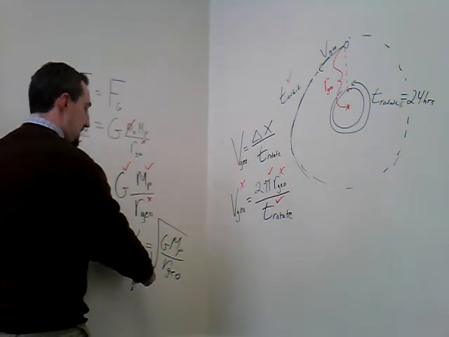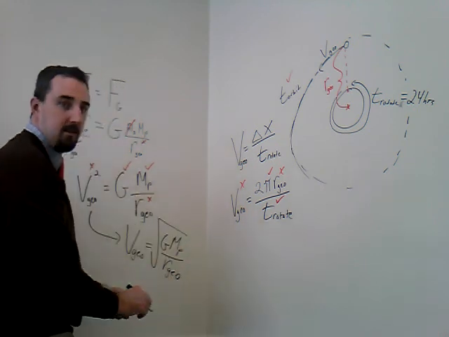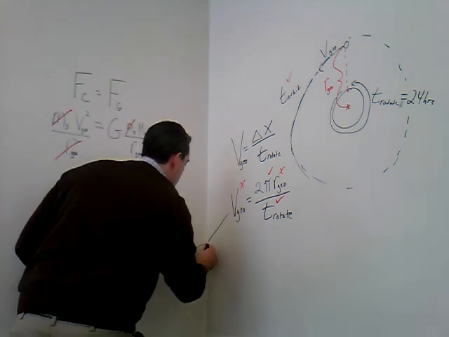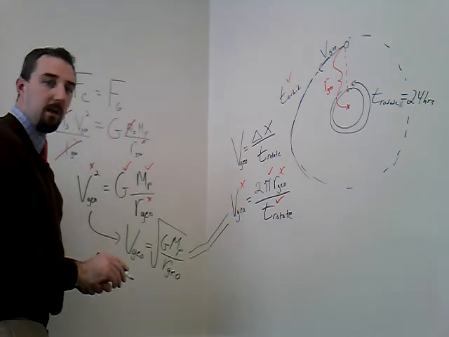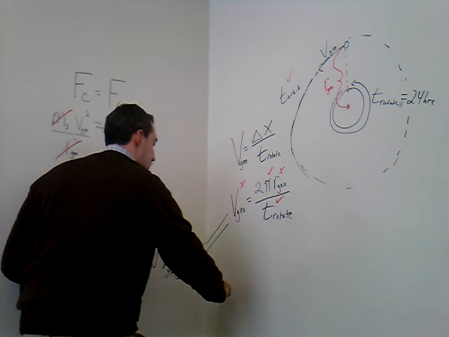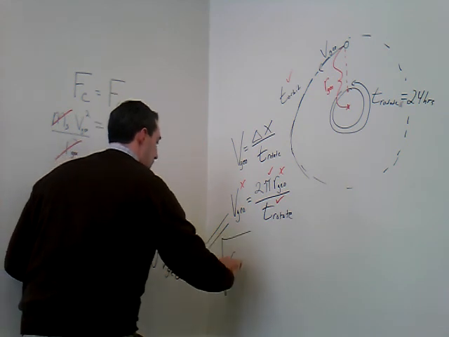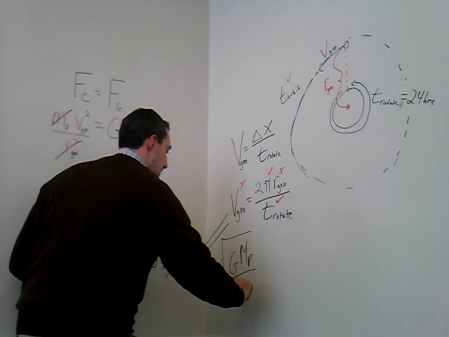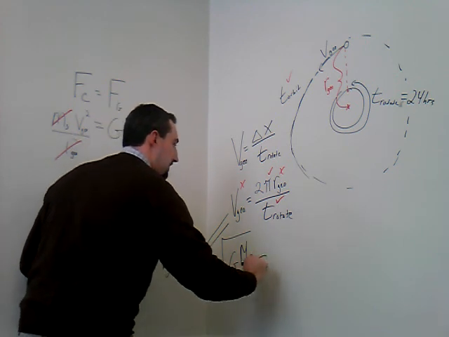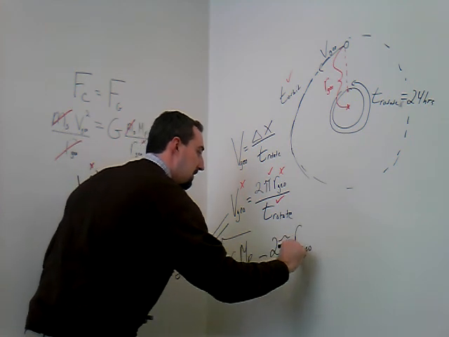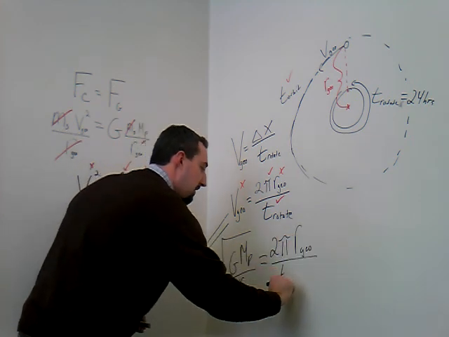And if V_GO is this and this, then I can make a big equal sign over. They're the same thing. So I can take V_GO out and say square root of G, mass of my planet, divided by R_GO equals 2 pi times R_GO divided by the time to rotate.